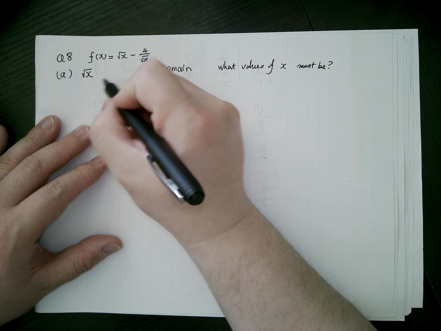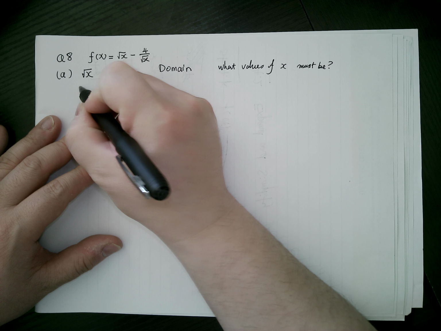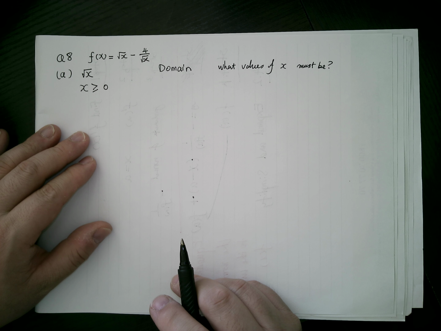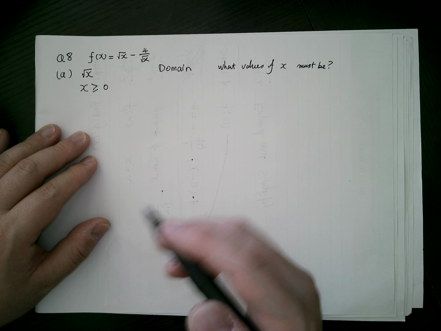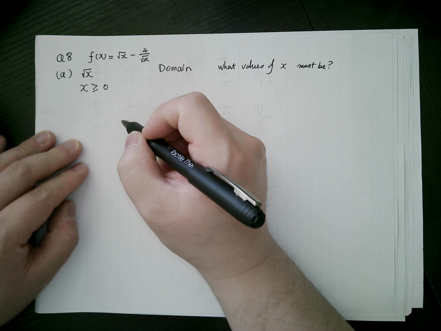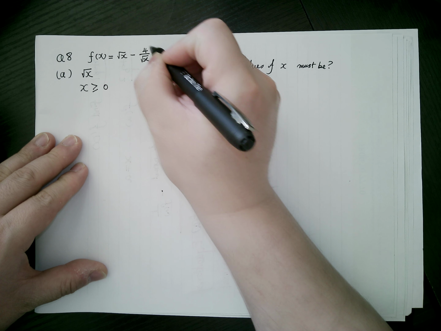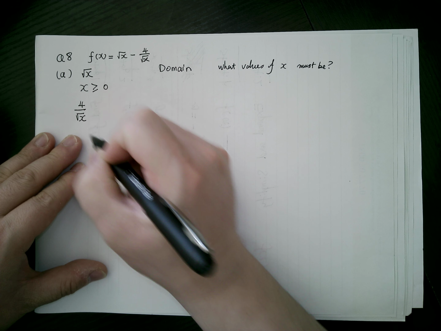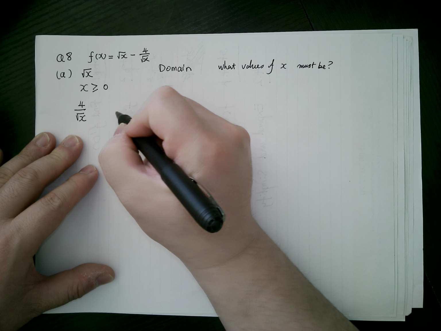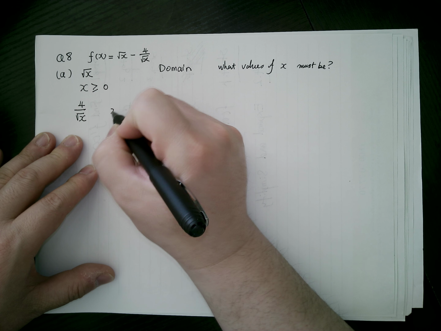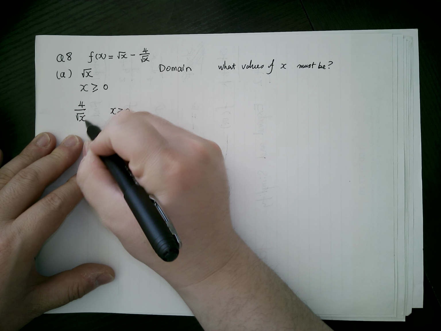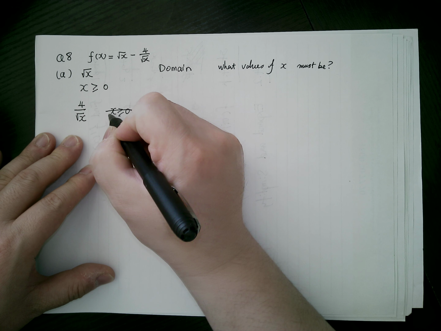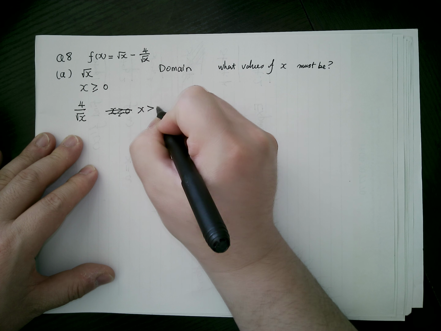Now, square root of x, in order for this to be valid, x needs to be greater than or equal to 0. If it is less than 0, the whole thing becomes invalid, becomes undefined. Now, the second part we have is 4 over the square root of x. Normally the domain of the square root of x is x greater than or equal to 0. But in this case, if x is equal to 0, this whole fraction is undefined. Therefore, we cannot use that. Therefore, x is greater than 0.